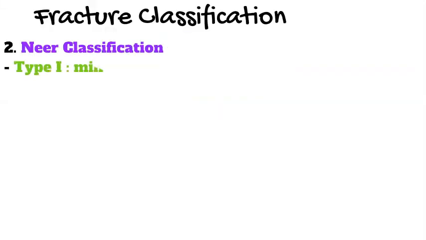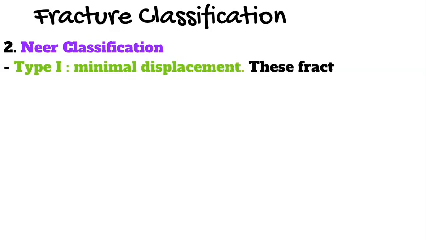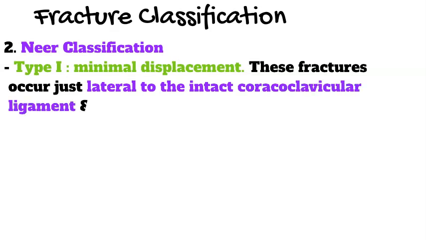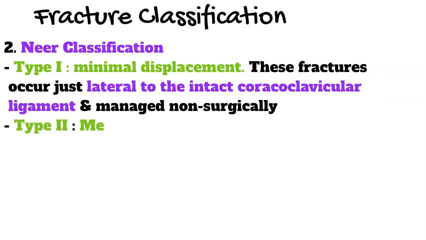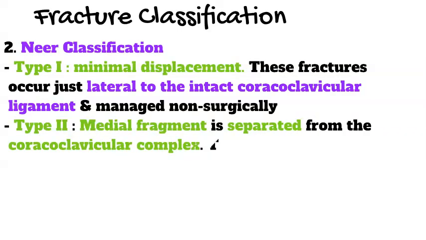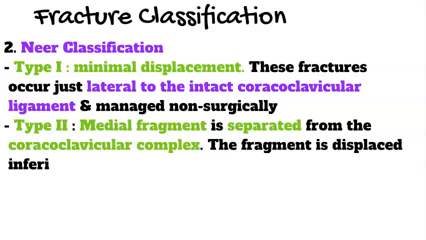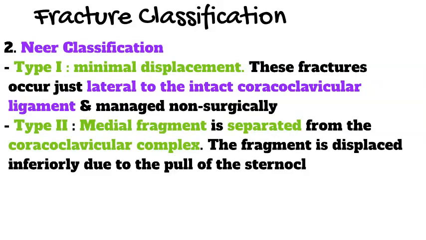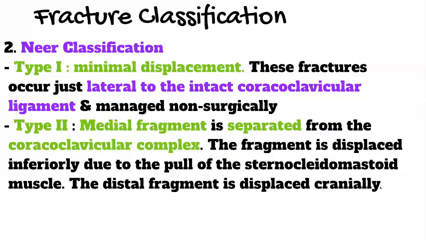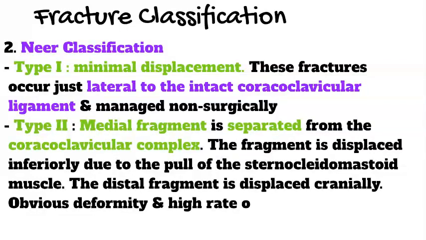Number 2, Neer classification. Type 1, minimal displacement. These fractures occur just lateral to the intact coracoclavicular ligament and are managed non-surgically. Type 2, the medial fragment is separated from the coracoclavicular complex. The fragment is displaced inferiorly due to the pull of the sternocleidomastoid muscle. The distal fragment is displaced cranially. Obvious deformity and there is a high rate of non-union.